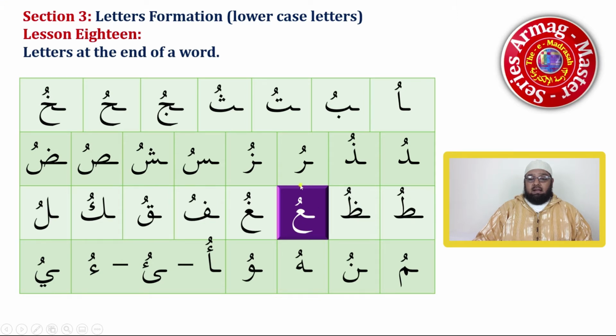Now let's look at Ain. Ain appears at the end of a word, but if we look there, the head of the Ain did not change to the original Ain. So for Ain and Ghain, the head remains the same. It didn't change back to its original form when they appear at the end of a word. So we just have to memorize the shape. Okay?